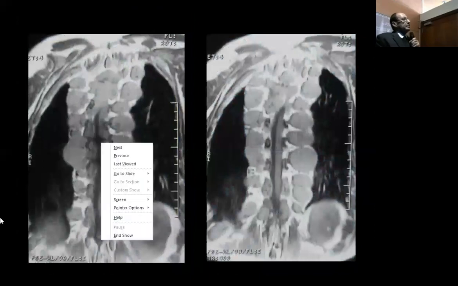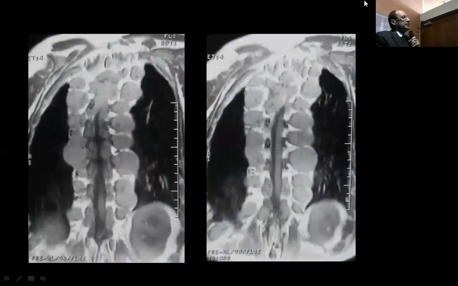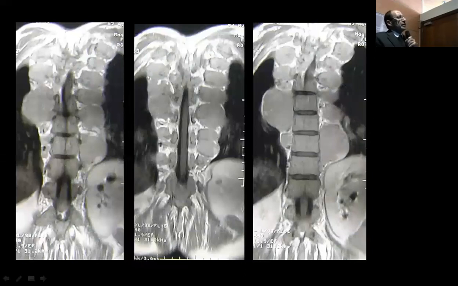This is the same, but you can go back. You can see the cord here. There are multiple soft tissue lesions. Next. The same, more posteriorly. We can go more posteriorly. You can see the masses. They are well demarcated here, and there is no expansion of the neural foramen.